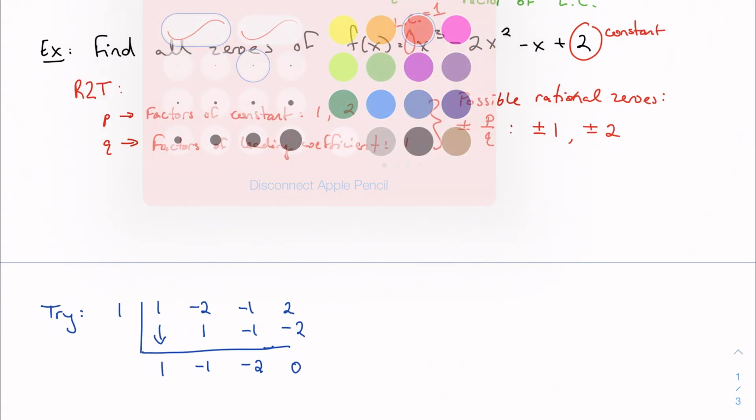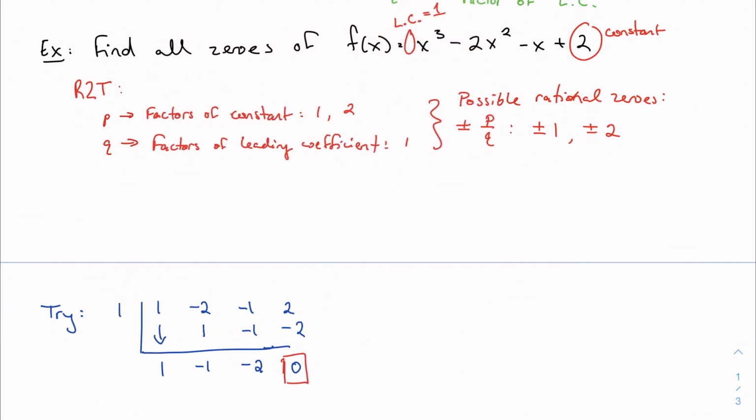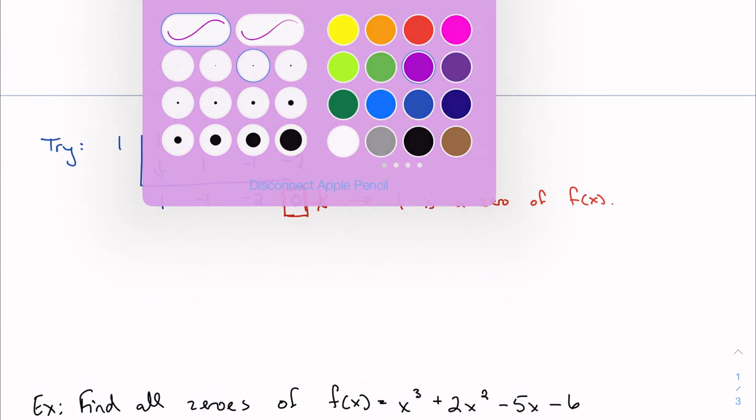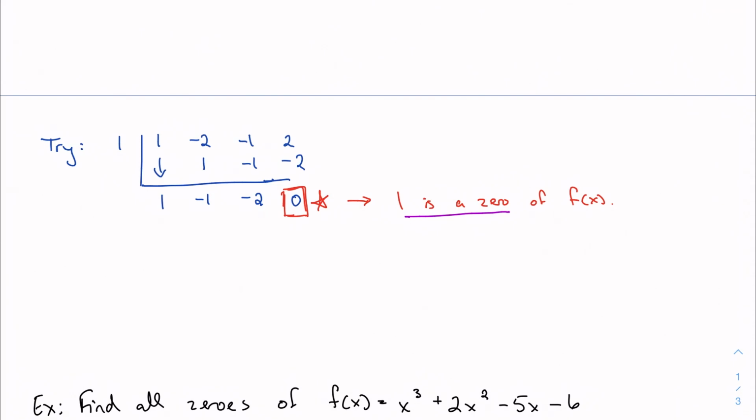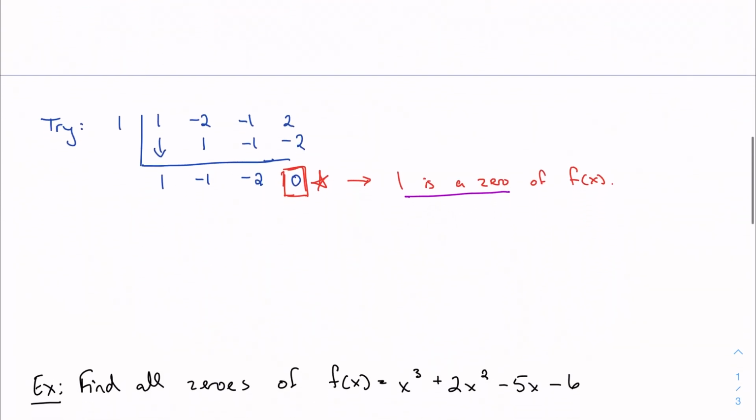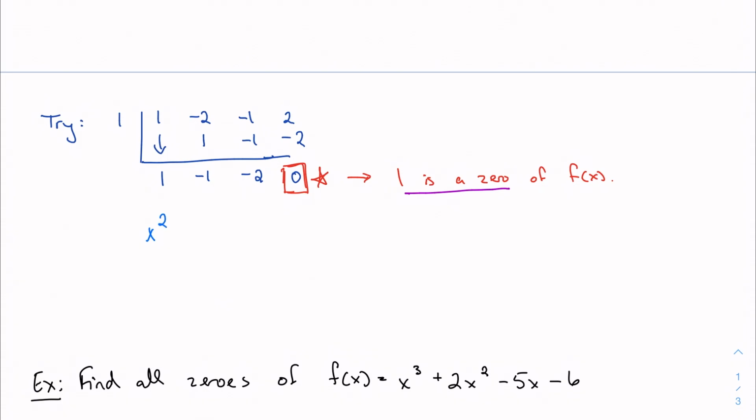So if you look, my 0 remainder is a good sign, because this tells me that 1 is a 0 of f of x, of my function. Well, this is great. I like to keep track of my work. So 1 is a 0, so we're going to hang on to that. And what am I left with? Well, I started with a 3rd degree polynomial, which means that my quotient is going to start 1 degree less, so I have x squared minus x minus 2.